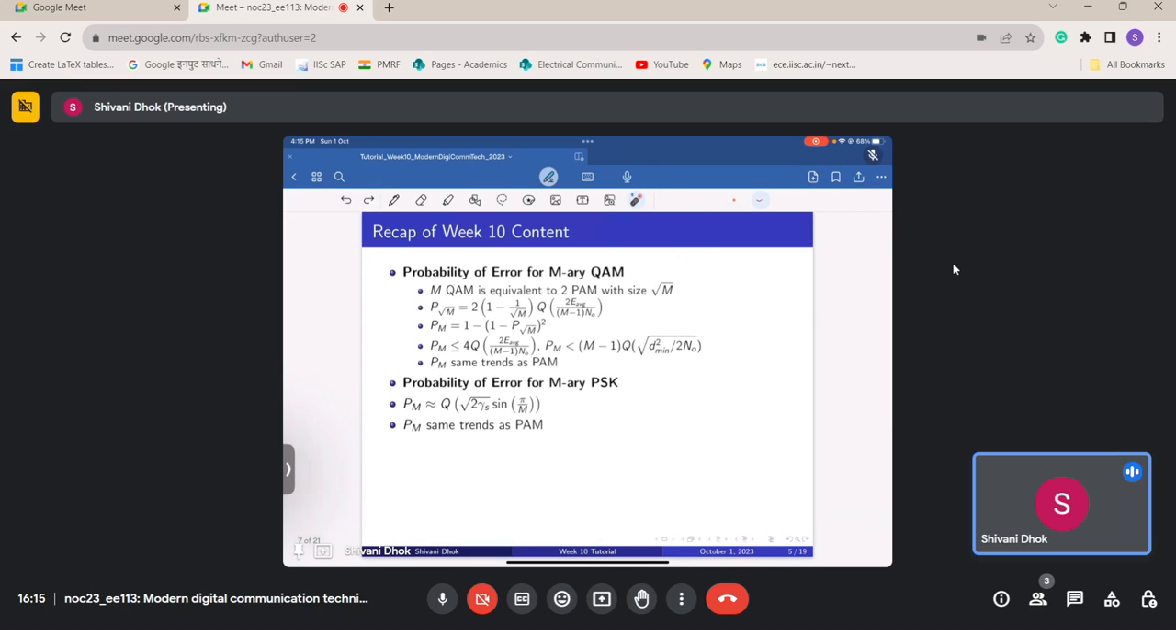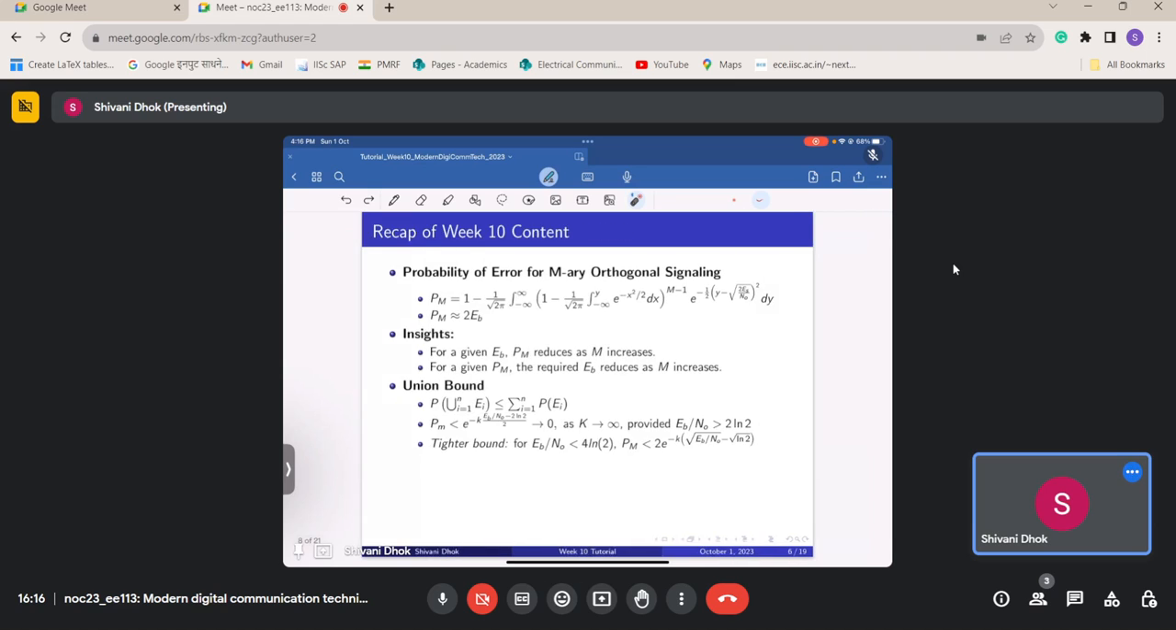After looking at these, we went on and looked at the probability of error for MPSK. This was just a mention; it was not derived. It is a bit complicated derivation, so it was not derived in the lectures. However, it is good to know this formula as well. Here, gamma s is the average symbol energy by N naught, Es by N naught. It also has similar trends of probability of error as we observed for pulse amplitude modulation.